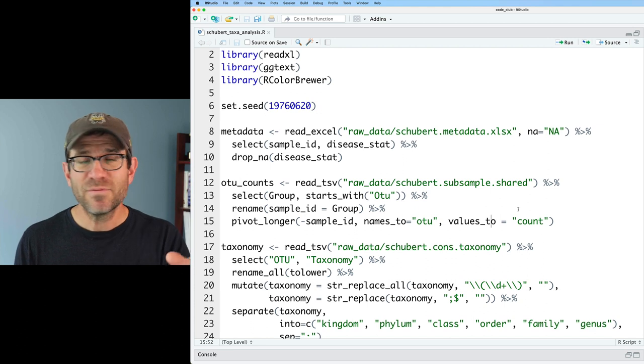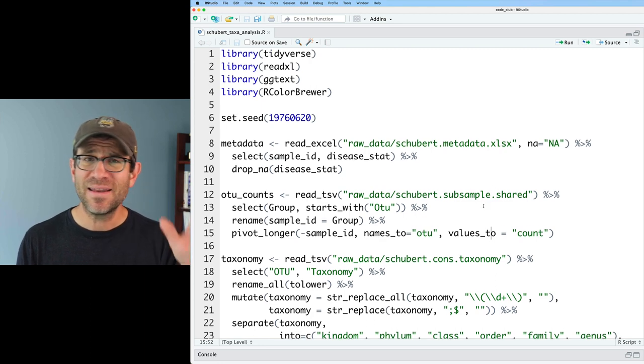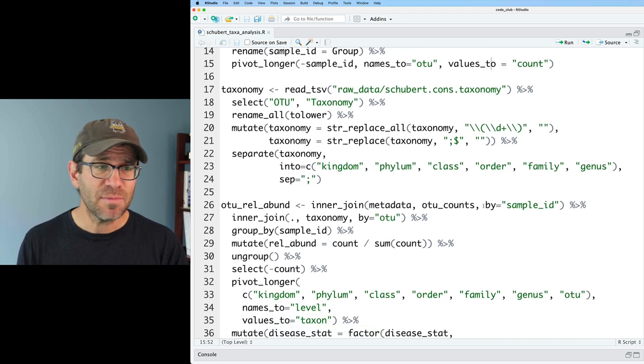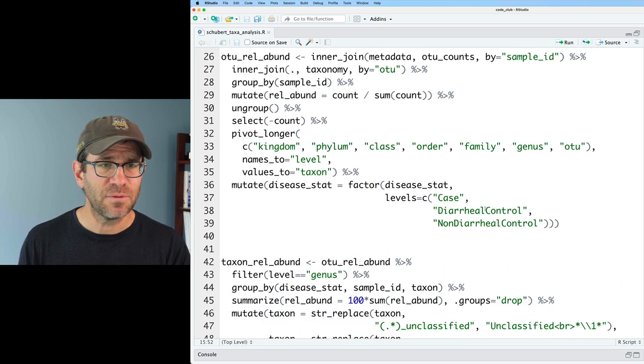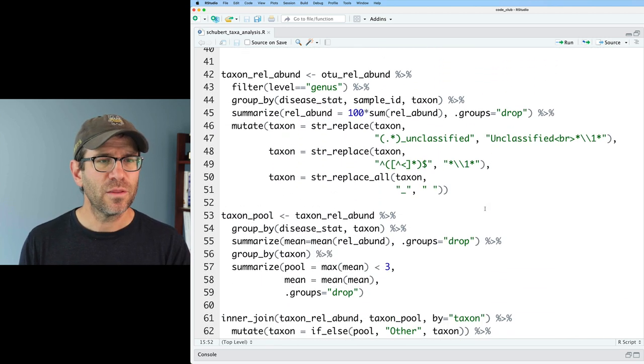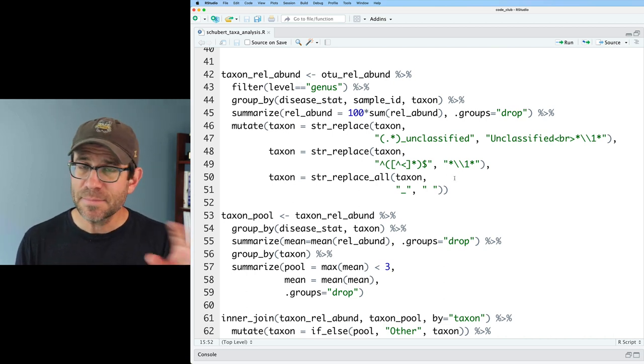Okay, so we've seen this code in a number of past episodes where we've been building this out. We read in all our libraries, our metadata, our OTU data, our taxonomy data. We join this all together and we get relative abundance data. We are then doing some cleaning up of the names of our taxa.